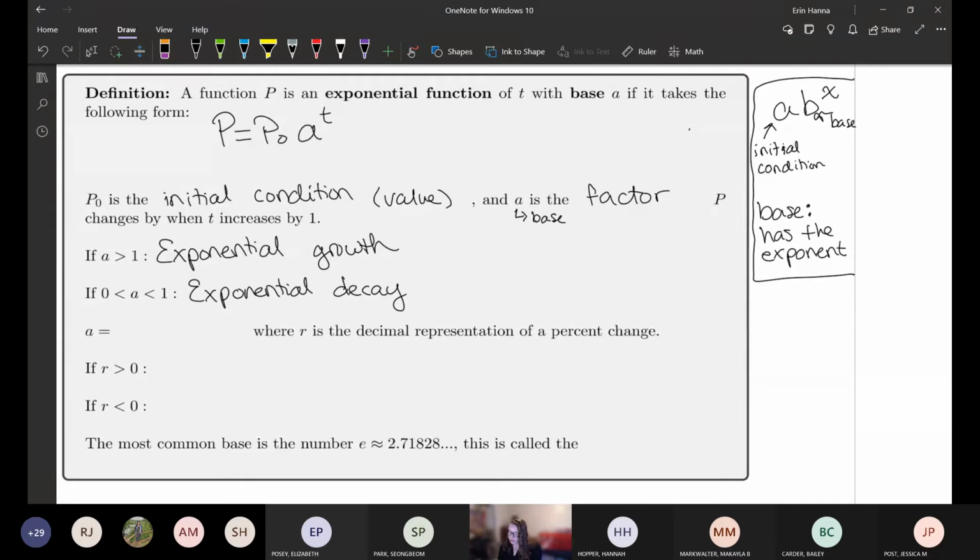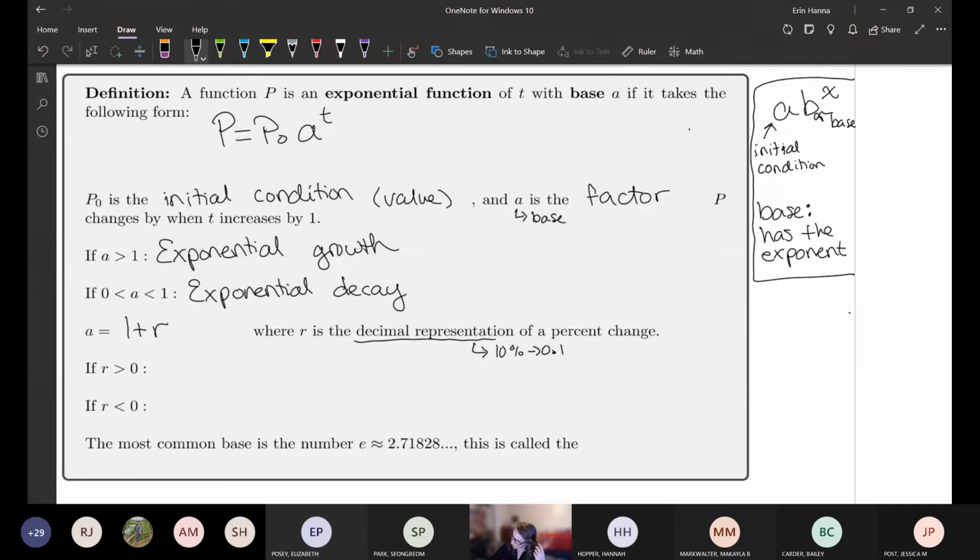Now, this a value, this base, is made up of 1 plus r, where r is the decimal representation of a percent change. Now, essentially, this was the 10%. This was the 10% or the 0.1 in the problem we were just looking at. That's why it follows the spirit of an exponential function, because it has this decimal representation of a percent change, and we were using that percent change to add on a certain amount every year. So our a value is made up of a rate.